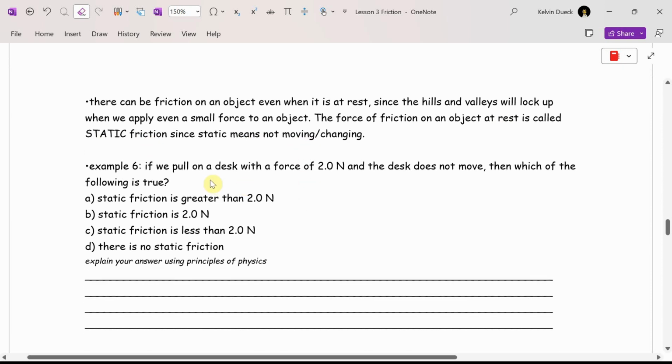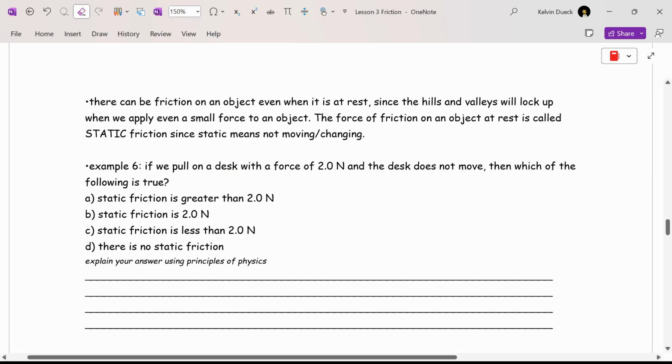So here's our thought puzzle. Suppose I pull on a desk with a force of 2 newtons and it does not move. So I'm pulling with about 2 newtons right now. The desk is not moving. Which of the following statements is true? A, static friction is bigger than 2 newtons. B, static friction is exactly 2 newtons. C, static friction is less than 2 newtons. Or D, there is no static friction.